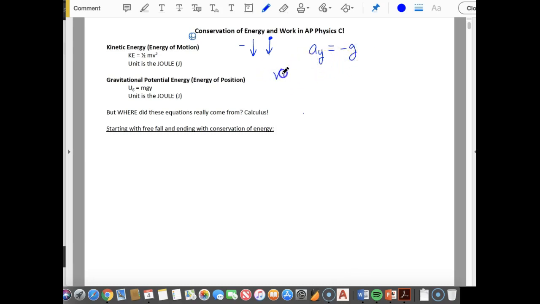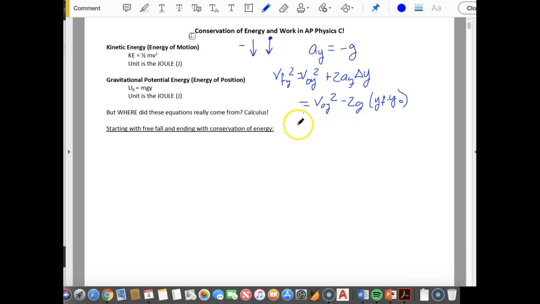We know that the final velocity in the y direction squared is equal to the original velocity in the y direction squared, plus 2 times the acceleration in the y times the change in that displacement in the y direction. So this is equal to the original velocity in the y squared minus 2g, and then we have yf minus yo, where f and o are final and original.